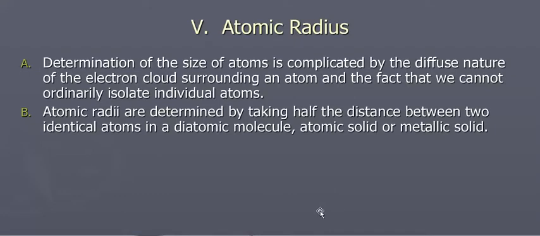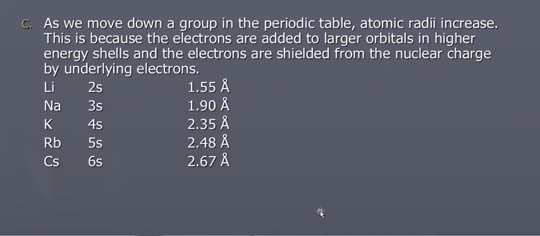Atomic radius is a size of an atom. And atomic radii are determined by taking half the distance between 2 identical atoms in a diatomic molecule. As we move down a group, atomic radii increase because we're adding electrons to larger orbitals. So for example, lithium's in the 2s, sodium's in the 3s, potassium's in the 4s, and so forth as we go down group 1a. Well, as we keep adding orbitals from 2s to 3s to 4s, we're getting further and further from the nucleus. So the radius gets larger. Lithium's 1.55 angstroms, 1.55 times 10 to the negative 10th meters. Sodium's 1.9 times 10 to the negative 10th meters, and so forth.